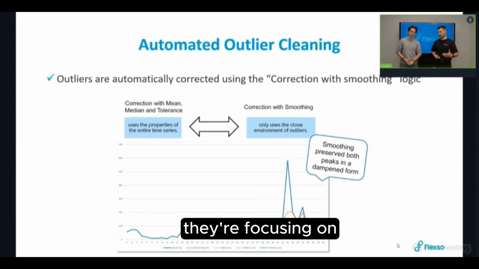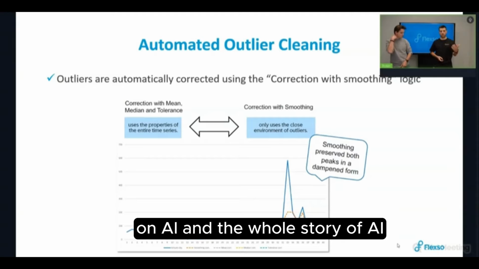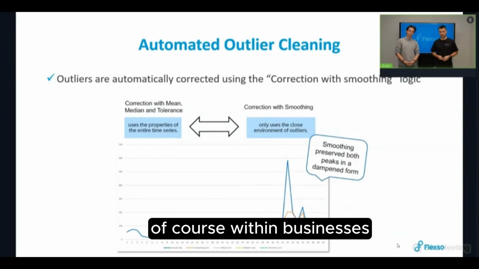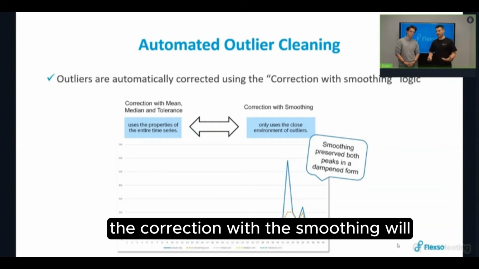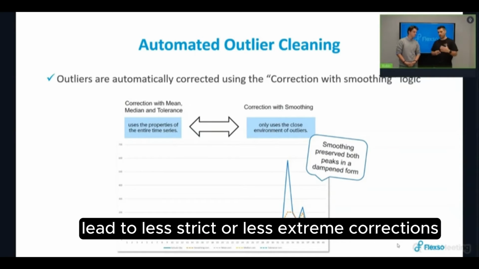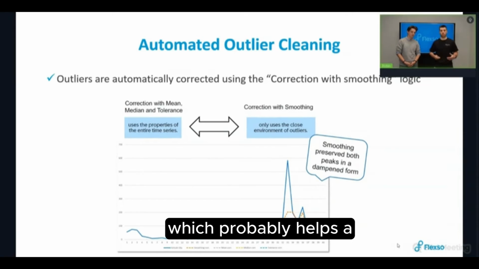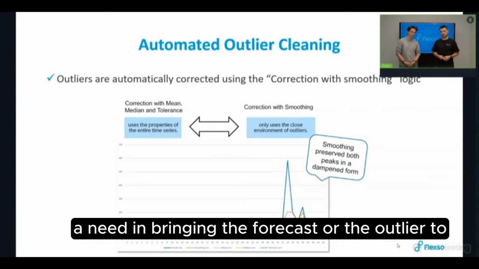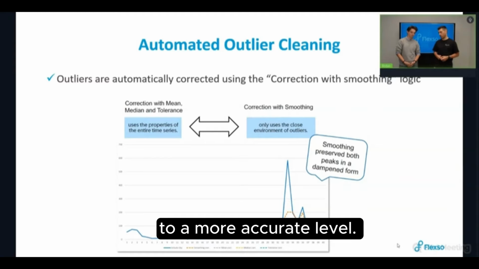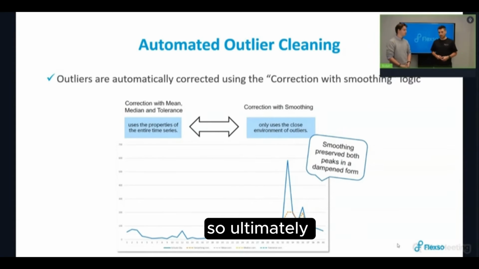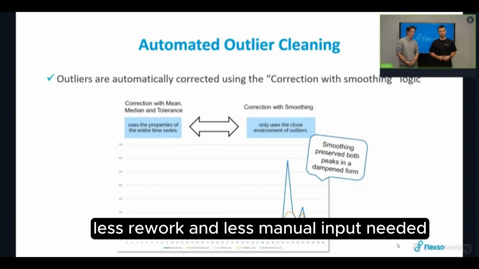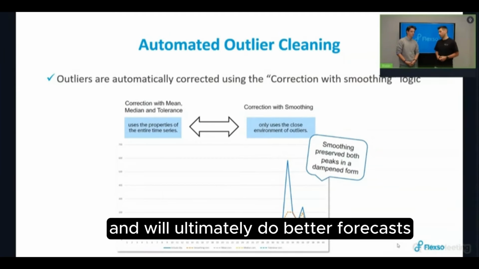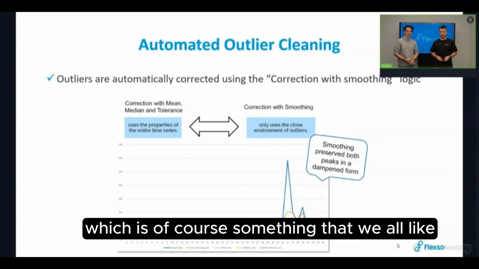So on the one hand, they're focusing on AI and the whole story of AI, which is being used more and more, of course, within businesses. And also here, the correction with the smoothing basically leads to less strict or less extreme corrections, which probably helps and aids in bringing the forecast or the outlier to a more accurate level. So ultimately, as we think we can conclude, outlier cleaning, automatic processes: less work, less rework, less manual input needed, and it will ultimately lead to a better forecast, which is of course something that we all like.